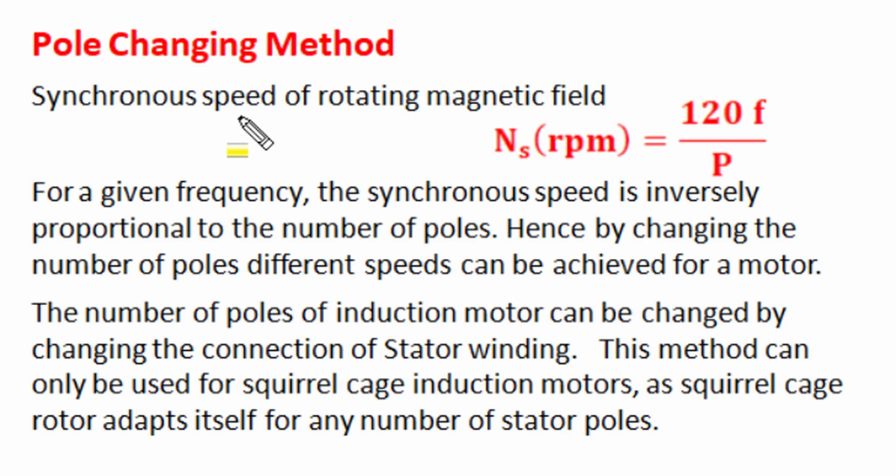When the stator of an induction motor is designed in a special manner and its winding can change its pole number, then we can use the pole changing method of speed control for a squirrel cage type of induction motor. The rotating magnetic field has a synchronous speed, and that synchronous speed is given by the relation 120 F over P, where F is the supply frequency and P is the number of poles in the stator winding. And if we use a squirrel cage rotor, then this method of pole changing can change the synchronous speed of the rotating magnetic field, as the synchronous speed is inversely proportional to the number of poles.